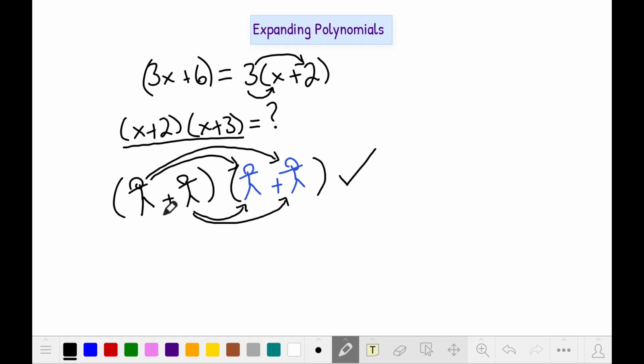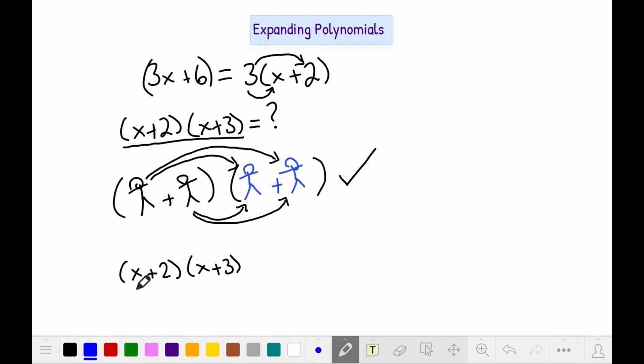So the question becomes, what is the mathematical equivalent of introducing ourselves the way the people did? Well, the way we actually are going to do that is the same way that we handled the 3 at the very top, where 3 was saying hello to x by multiplying, and 3 was saying hello to 2 by multiplying. So we're going to have that exact same thing happen. So we're going to have x plus 2 times x plus 3.